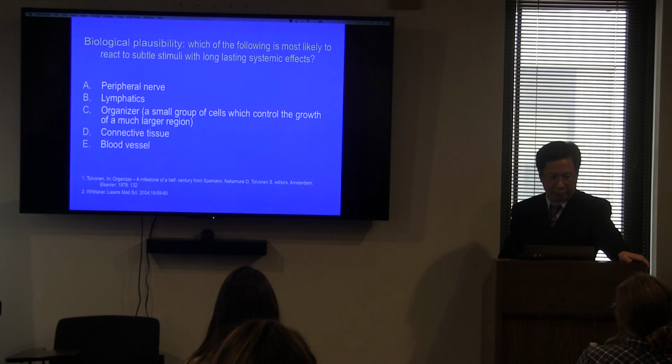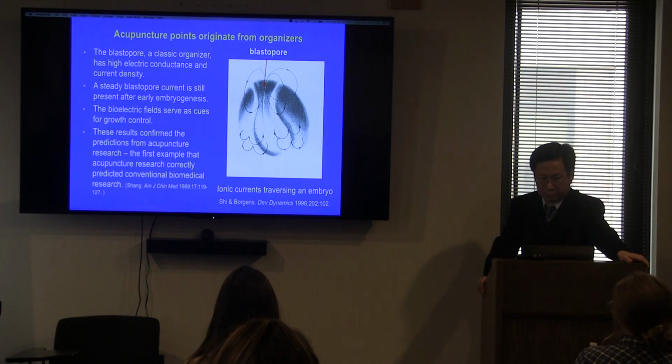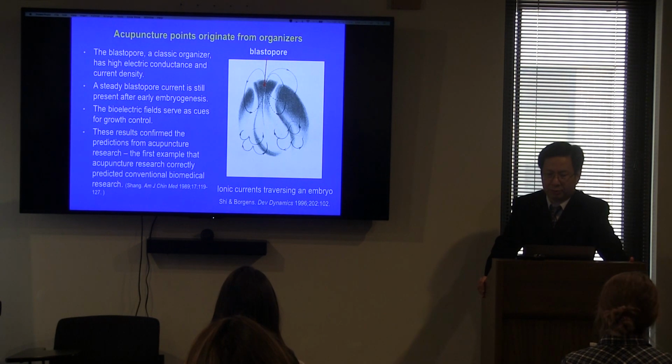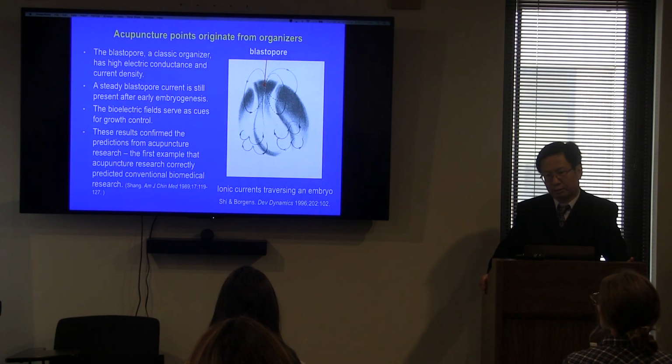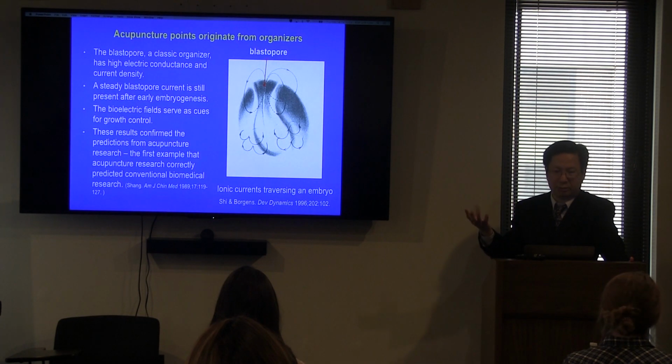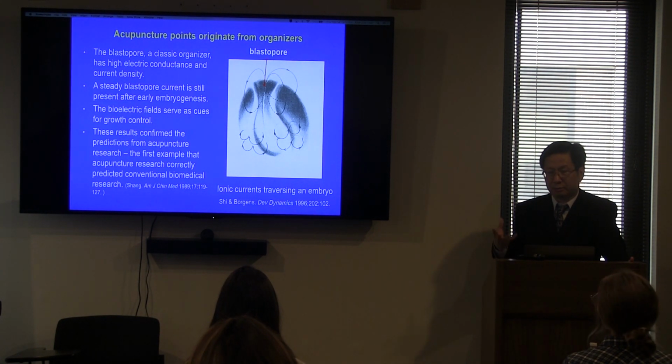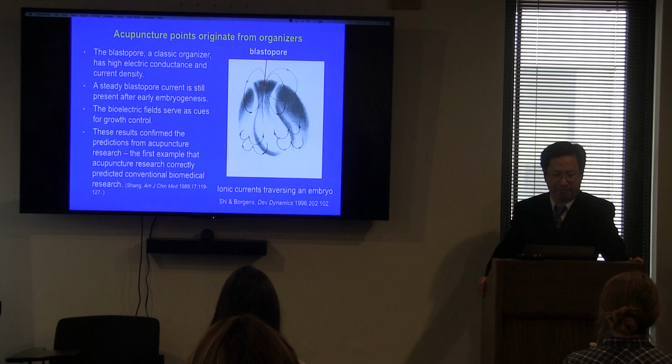The most likely answer is the organizer, and that has been known for many decades. As early as the 1940s, it's been known that a stimulation very much like acupuncture, a tiny mechanical injury from a needle, can induce those organizers, can induce a whole bunch of growth control effects, and even induce the growth of a new body part. It's even more remarkable than acupuncture. But this is mostly in the early embryos. So the hypothesis is that the acupuncture point may originate.